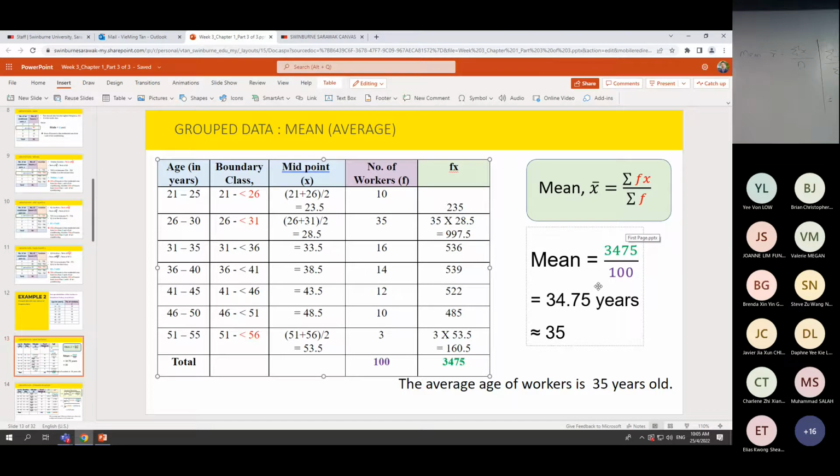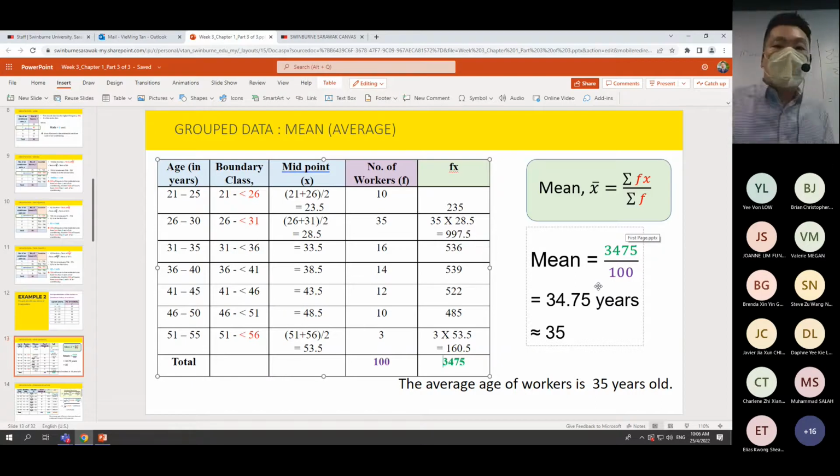So in short, in order to get the mean value for the class interval question, make sure that the class has already been converted into boundary class. Then calculate the midpoint value for each class. We use the lower boundary plus the upper boundary divided by 2 in order to get the midpoint value for each class.